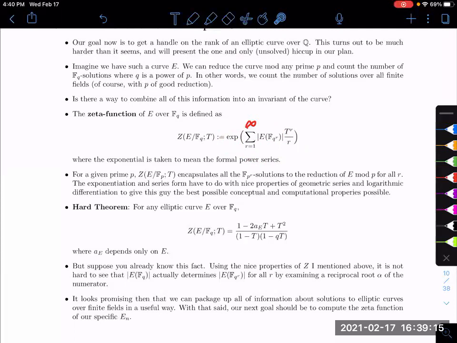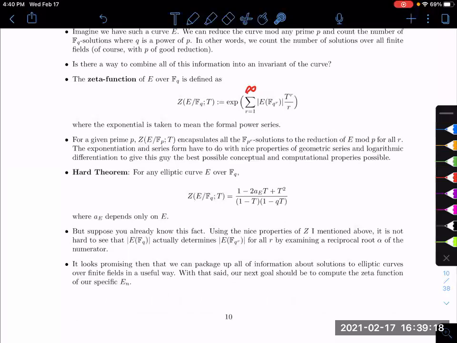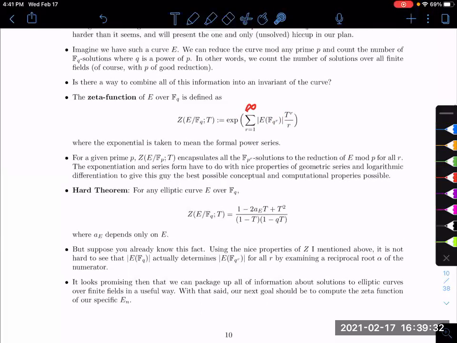Now, what is this doing? This has got information in it about the F_q^r solutions of my reduction of E, where r is any power of q that I want. r is running from 1 to infinity. So it is nicely encapsulating all this information that I talked about above, all of the F_q^r solutions for any r.